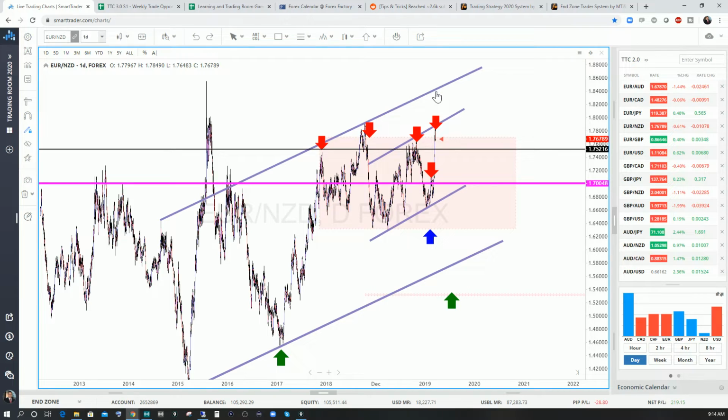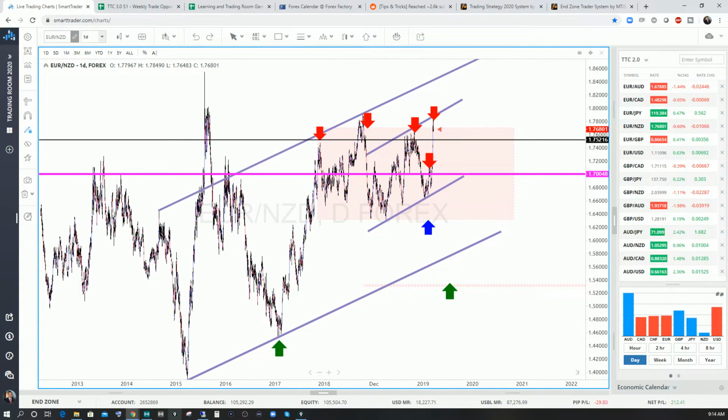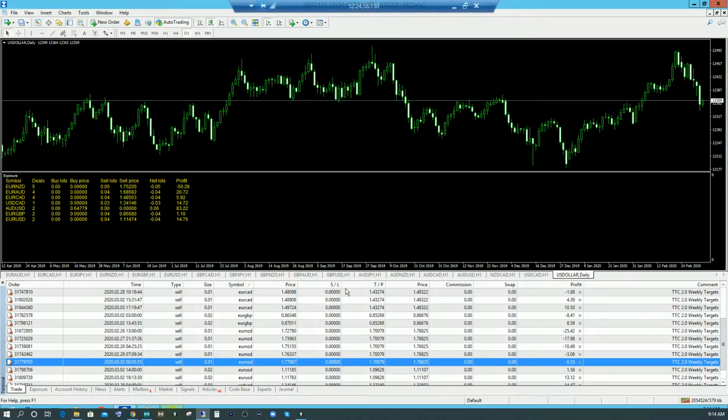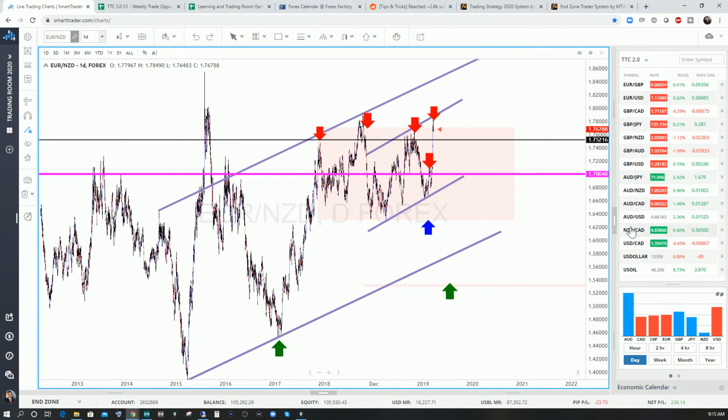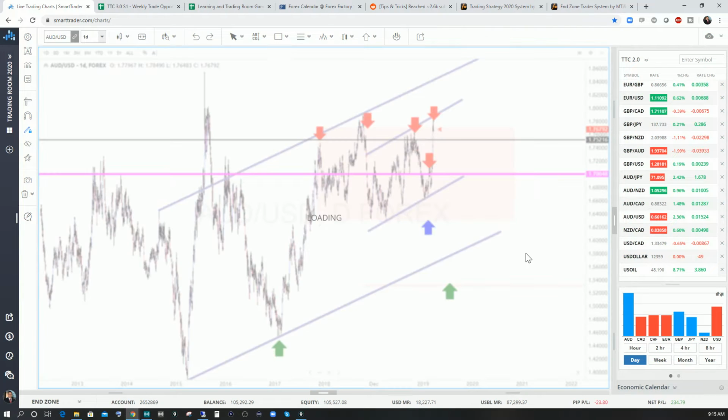So here's the question. If we're in the money on some of these pairs, do we just let them ride out? The answer to that is no. We do want to pay attention to what they're doing. So let's take a look at it, especially the ones that are deep in the money, like, for instance, the Aussie US dollar. It's deep in the money, so we're going to check that out and see where we're at. Let's go to Aussie US dollar right here.